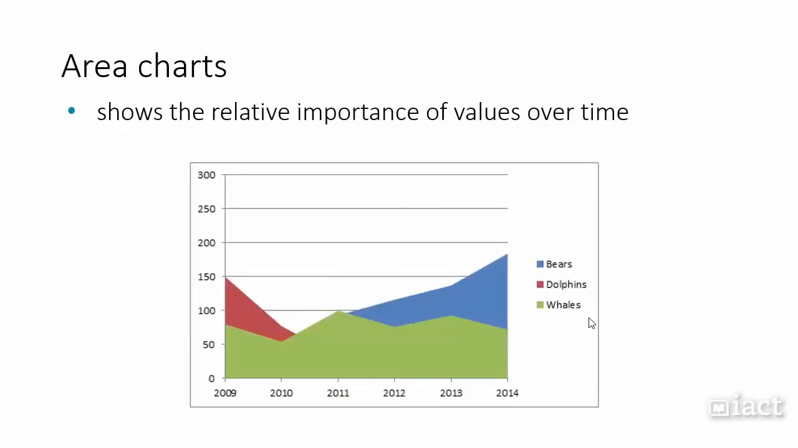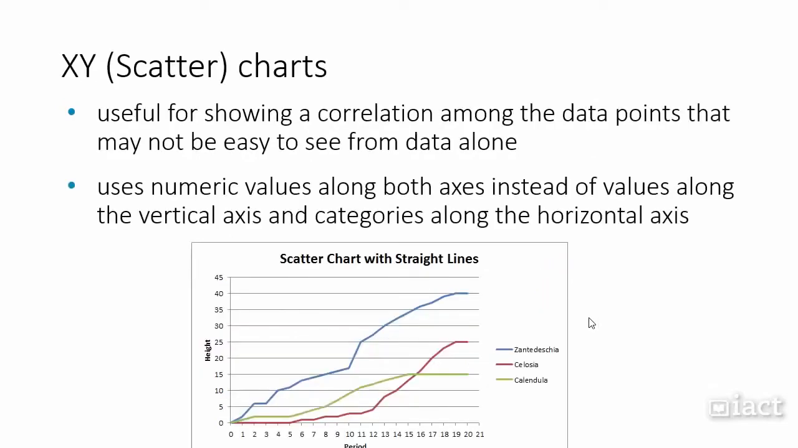And then you have the area chart, which shows the relative importance of values over time. And last of these is our scatter chart, obviously useful for showing a correlation among the data points that may not be easy to see from the data alone, using numeric values along both axes instead of values along the vertical axis and categories along the horizontal axis.